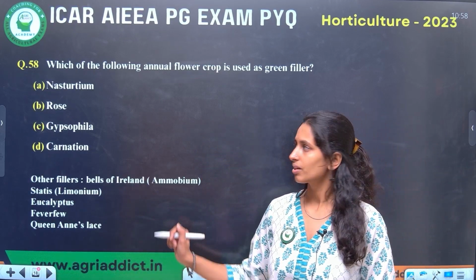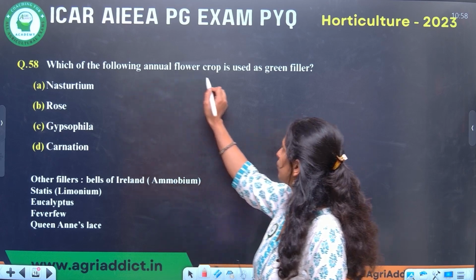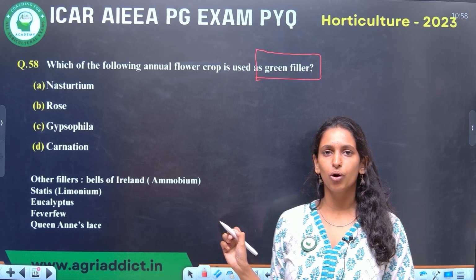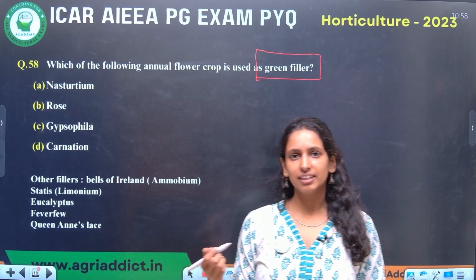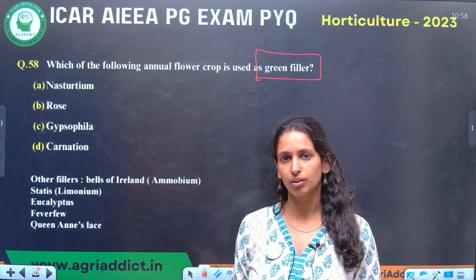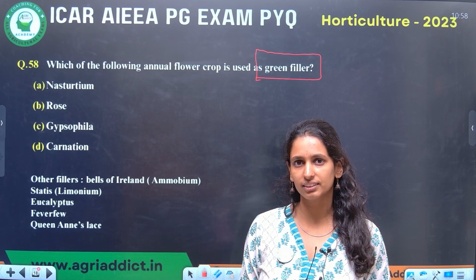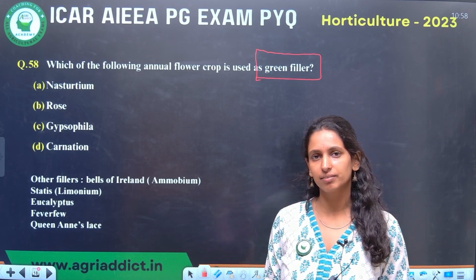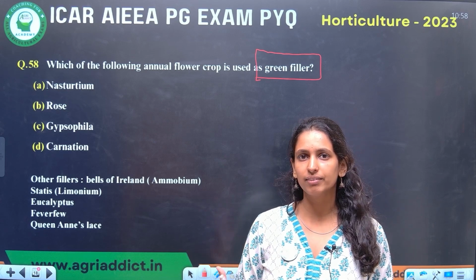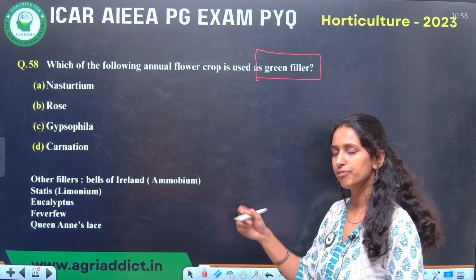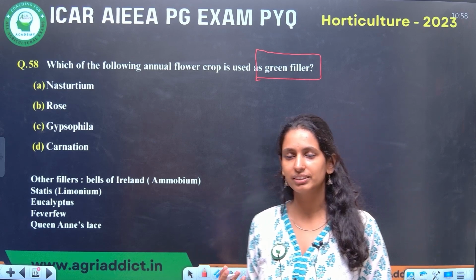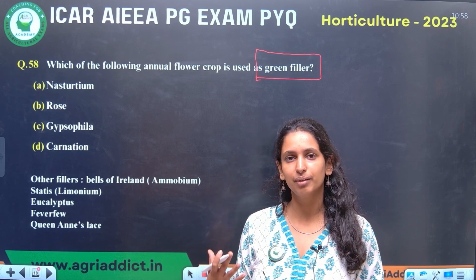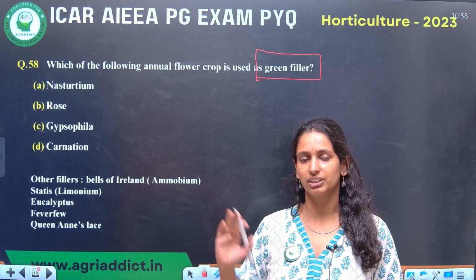Next question. Which of the following annual flower crops is used as a green filler? Filler, I hope you all know the meaning of filler. Fillers are plants or flowers we add to bouquets or floral arrangements, mainly to give contrasting color or a mass effect. For example, if you are using red rose, they will be adding gypsophila, white flowers. They make a very beautiful color combination, red and white.